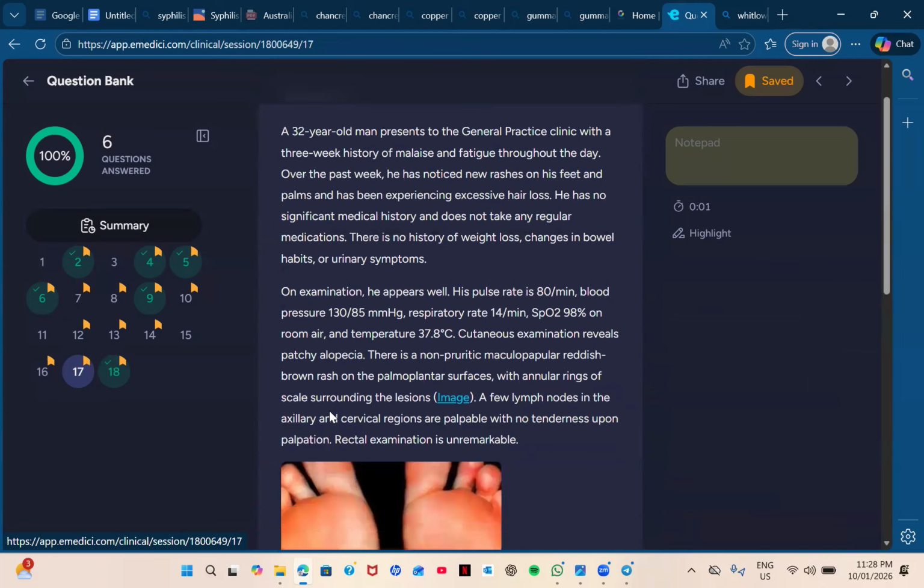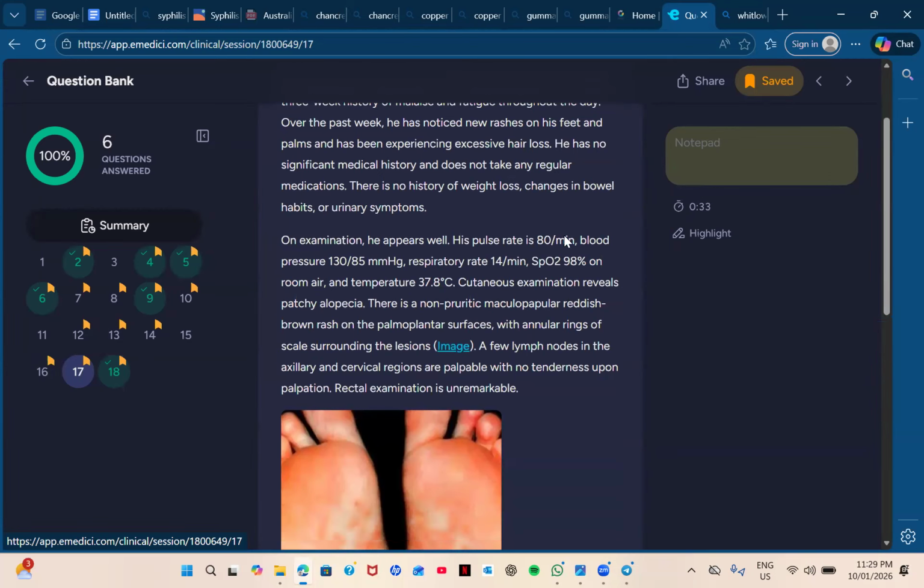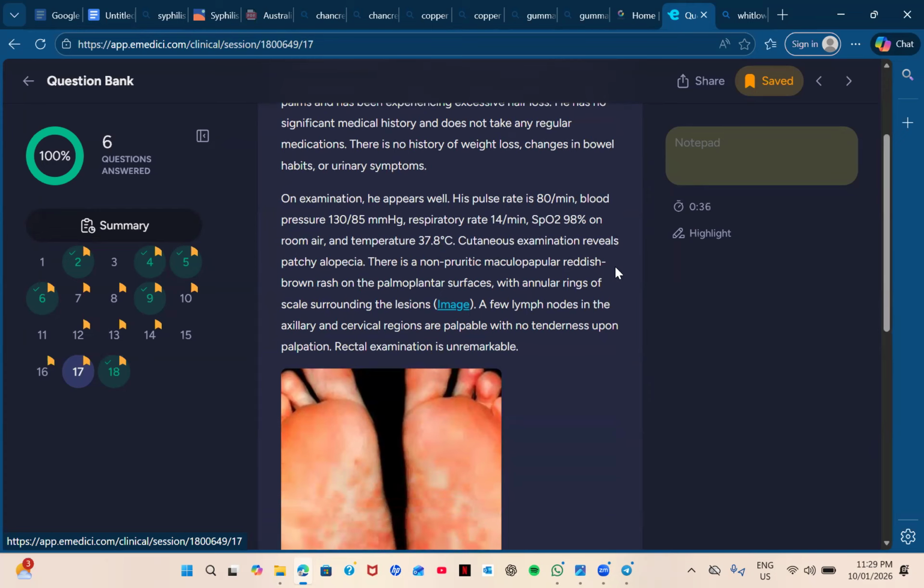Okay. A 32-year-old man presents to the general practice clinic with a 3-week history of malaise and fatigue throughout the day. Over the past week, he has noticed new rashes on his feet and palms and has been experiencing excessive hair loss. He has no significant medical history and does not take any regular medication. There is no history of weight loss, changes in bowel habits, or urinary symptoms.